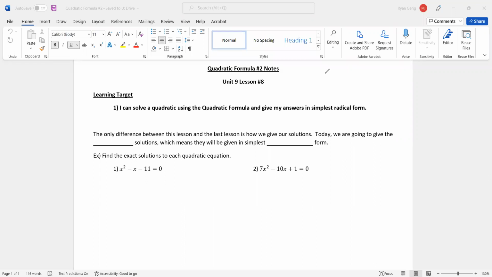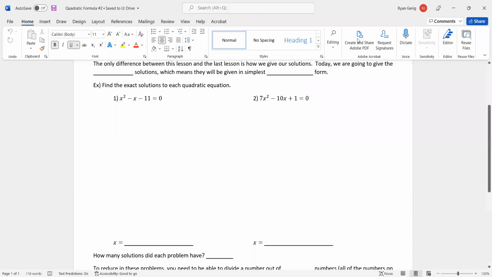Today, we're going to give the exact solutions. If I say give the exact solutions, this is what you're doing, which means they are given in simplest radical form. So we're going to be using radicals again. We've got 3 problems and then that's it. So I'm going to go ahead and scroll down, find the exact solutions.